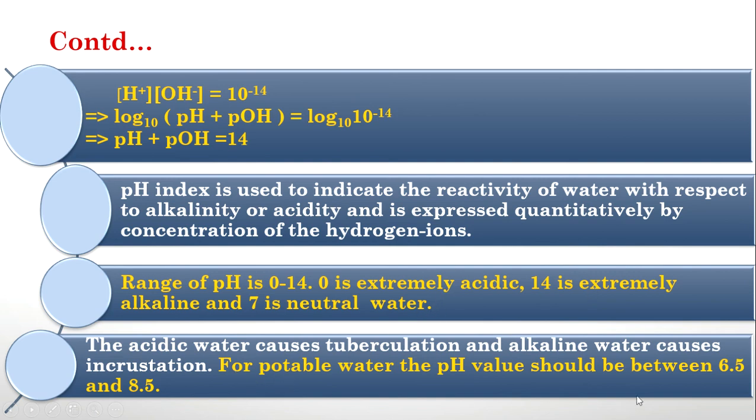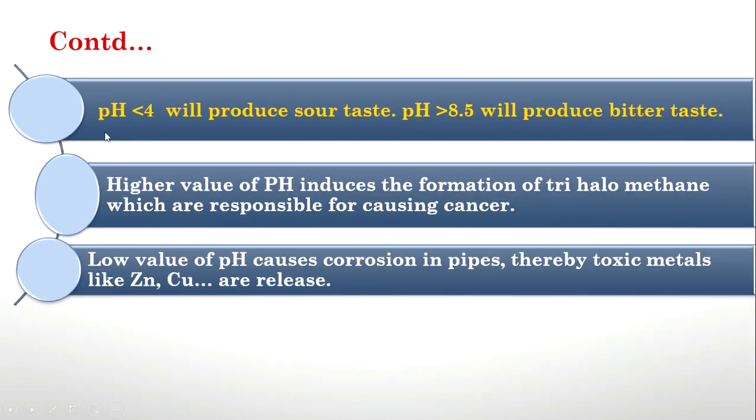For potable water, the pH should be between 6.5 and 8.5. So the pH should be between these values. It should not be that much acidic or that much basic. pH less than 4 will cause sour taste because it is acidic in nature, and pH greater than 8.5 will produce bitter taste because it is alkaline in nature. So these are some bad effects of pH which are given here that you can read.